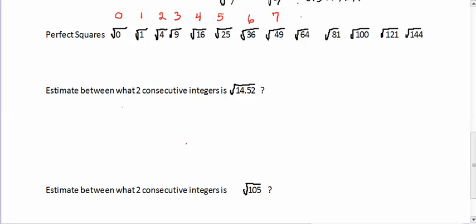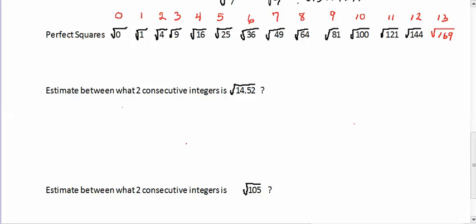7. The square root of 64. 8. 8 times 8 is 64. Square root of 81. 9. 9 times 9 is 81. Square root of 100 is 10. Square root of 121, 11. Square root of 144, 12. Now my next one would be 13. And 13 times 13 is 169. And then I could do 14. 14 times 14. And those are all perfect squares.